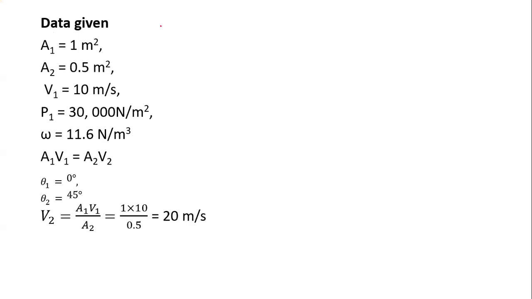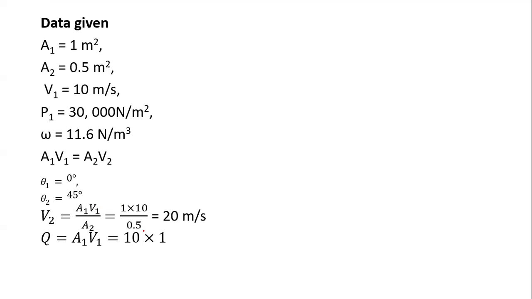With this expression for discharge, A1V1 is equal to A2V2. Velocity 1 was provided, so we need velocity 2. If you make V2 the subject, you have A1V1 over A2. So once that has been done, we can substitute. Area 1 is 1, velocity 1 is 10, area 2 is 0.5. The answer is 20 meters per second.